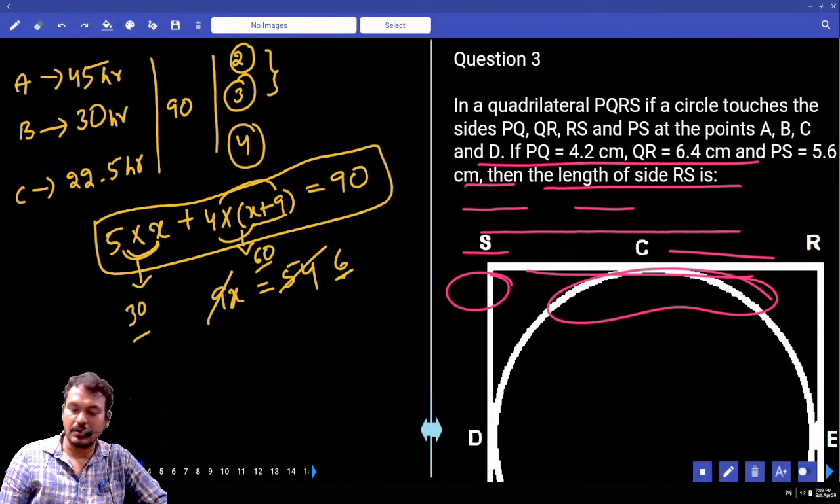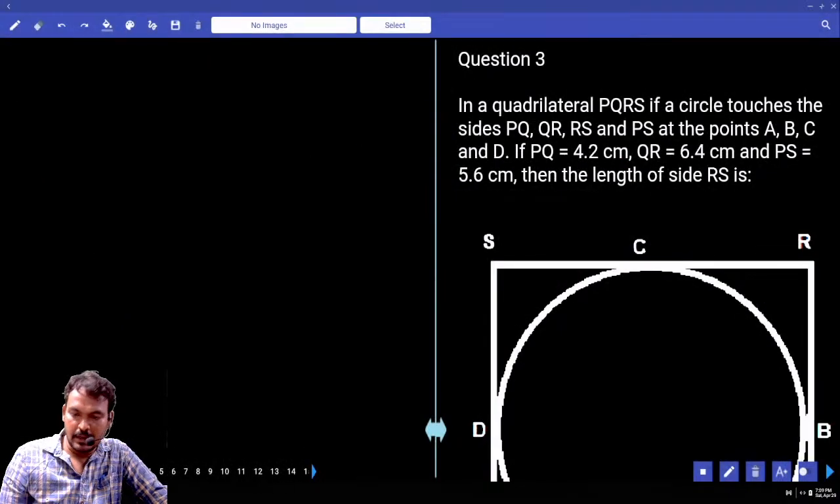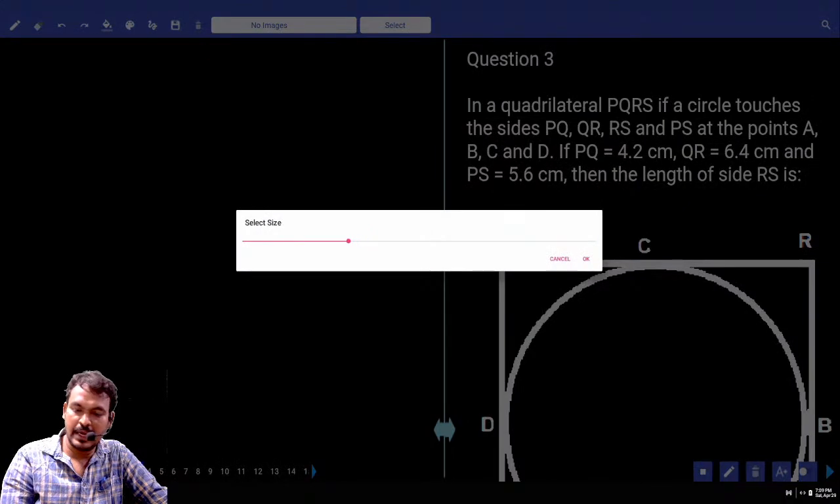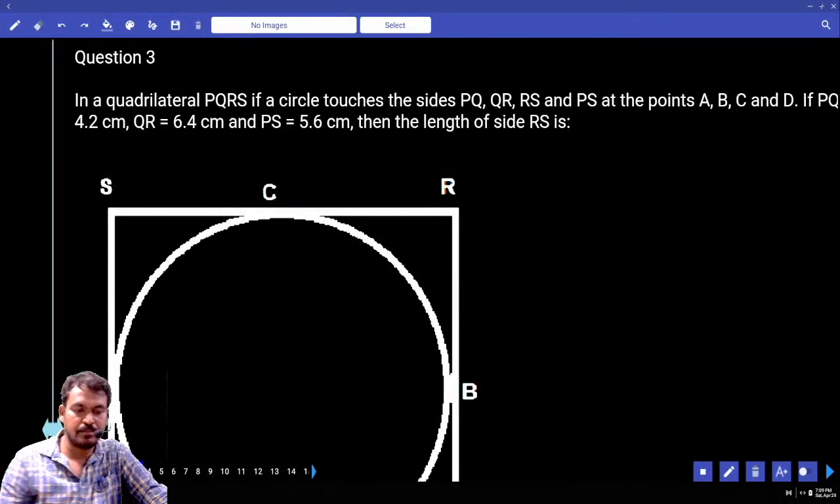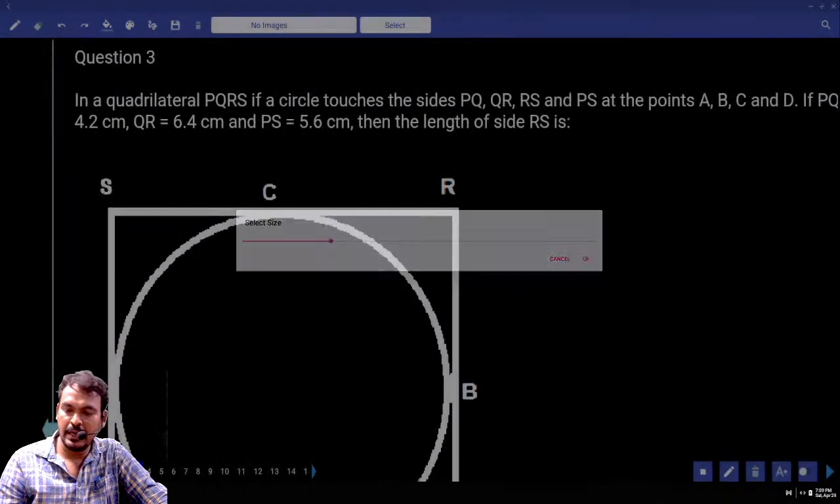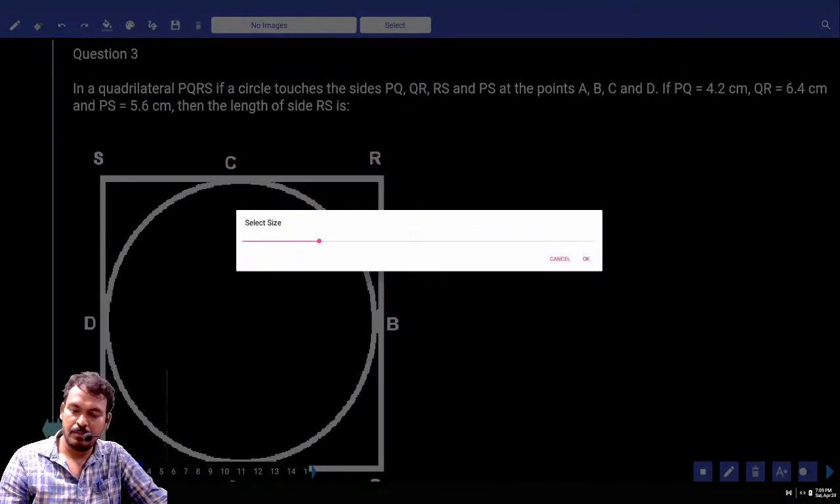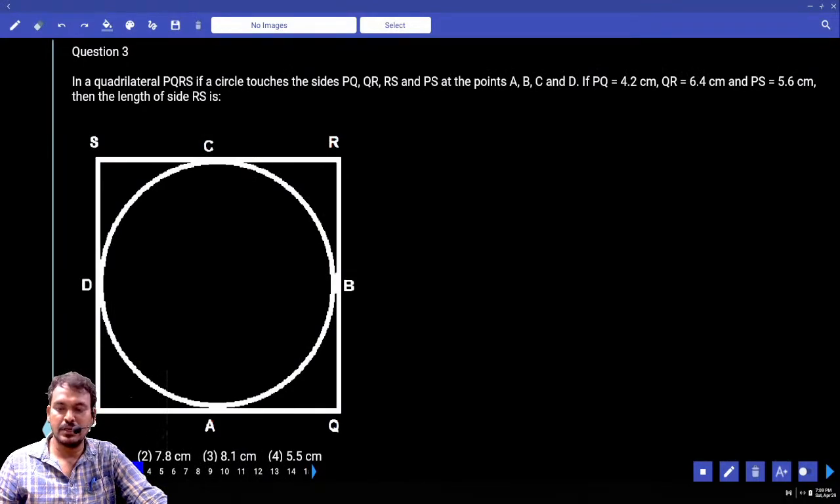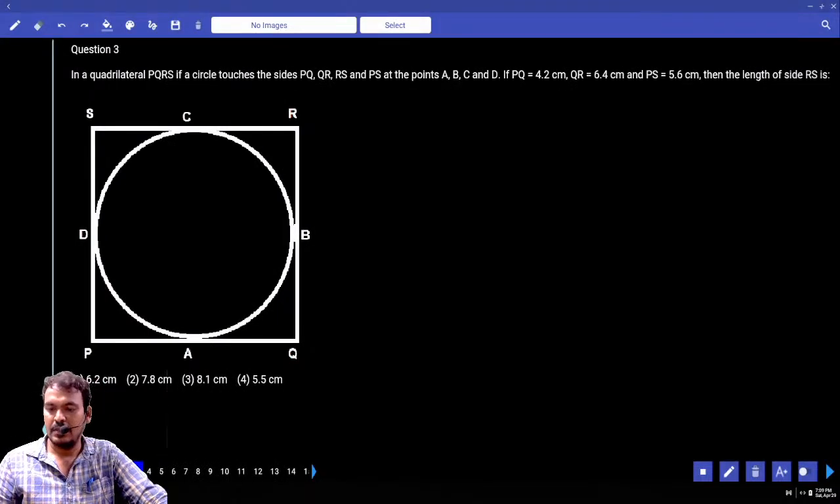Next, question number 3. In a quadrilateral PQRS, a circle touches the sides PQ, QR, RS and PS at the points A, B, C, D. PQ is given as 4.2 centimeters and QR is given as 6.4 centimeters. PS is given as 5.6. Find the length of side RS.